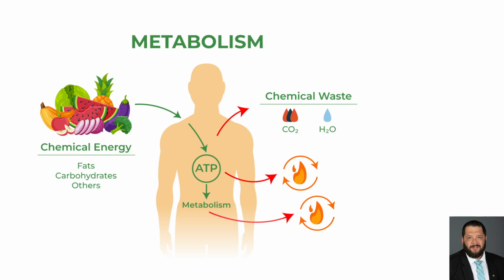Metabolism in its most basic form is the process of taking chemical energy from food, fats, carbohydrates, and others, converting that into adenosine triphosphate. Adenosine triphosphate is the product that we use for energy. It is the unit of energy in the body for which all processes are facilitated. Anything that requires energy requires adenosine triphosphate. That includes moving your muscles, having your heart contract, ventilation. Every process requires adenosine triphosphate.